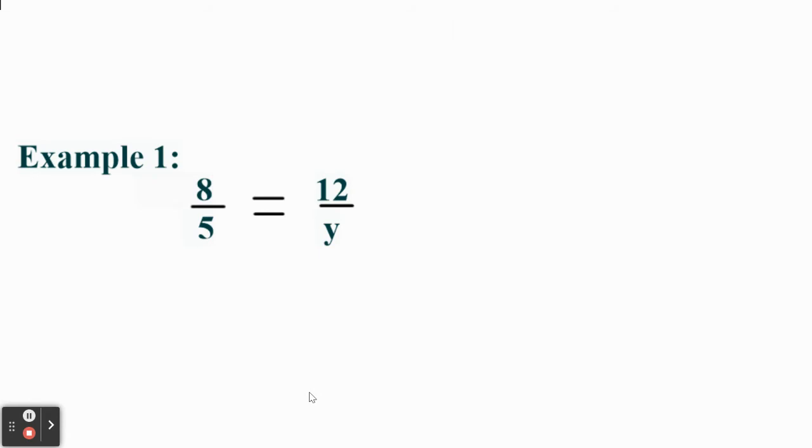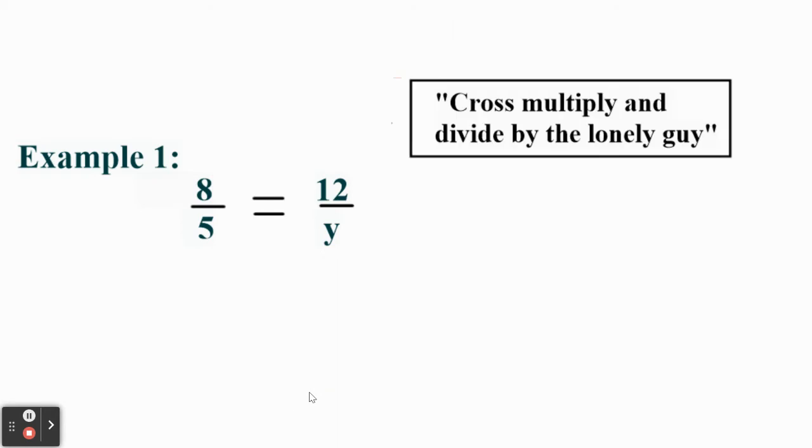So I'm going to introduce you to my rhyme: cross multiply and divide by the lonely guy. All right, so we know what cross multiply means. Where is this lonely guy? What are you talking about? So remember, cross multiply means I'm going to cross multiply. But remember, I only have two numbers in one place, and it's right there with the 5 and the 12. The 5 times the 12, I can multiply there, but 8 and y. Again, I definitely know how to write that algebraically. We can talk about that later when we get to part 2.